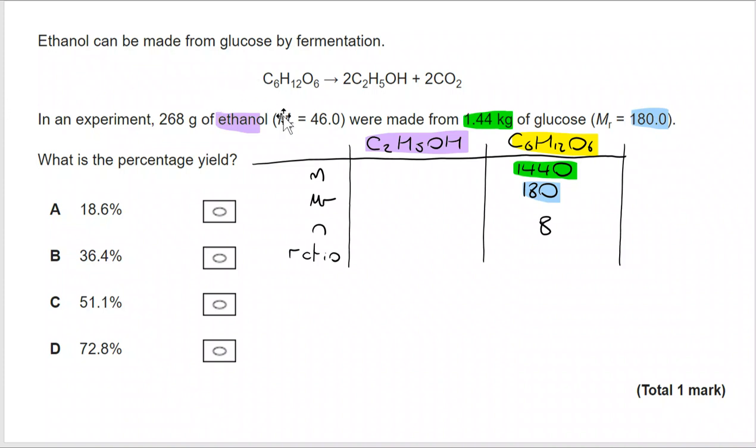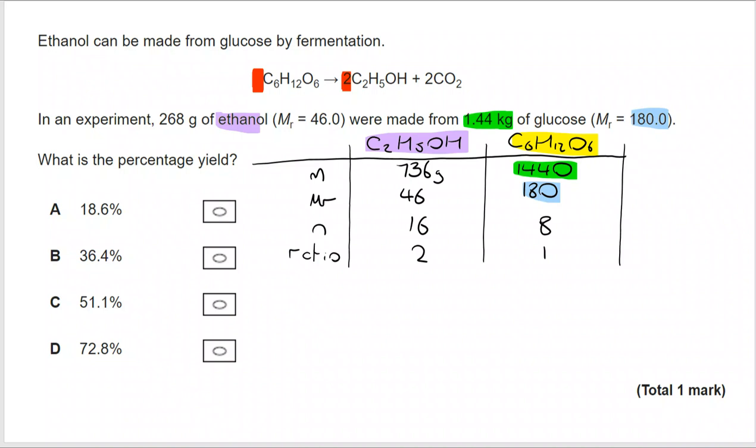Now from the equation we can see that 1 mole of glucose makes 2 moles of ethanol. We have our mole ratio 1 to 2. And if we know that 1 mole makes 2 moles, we know that 8 moles makes 16 moles. Now if I know that it's 16 moles and I've been given the MR of 46 within the question, I can then multiply the N and the MR together to find my maximum theoretical mass. And it comes to 736 grams.